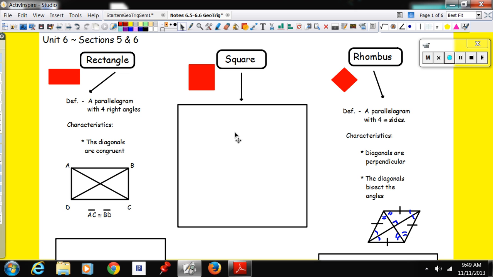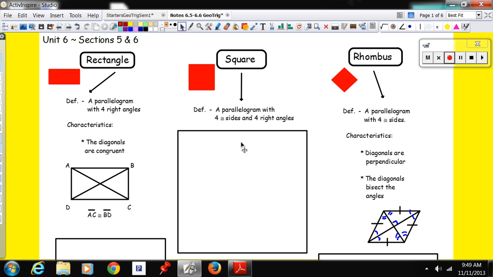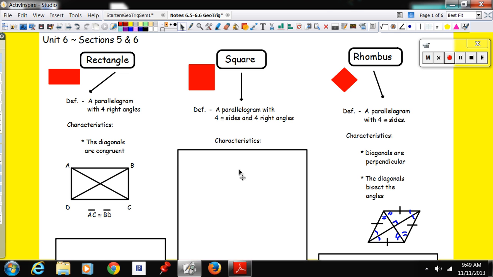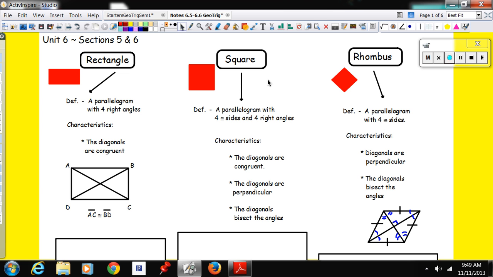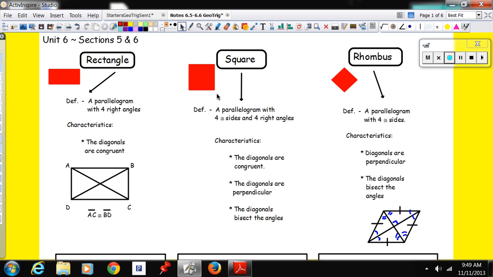Now for a square, the reason I saved that last is because if you put the rectangle together with a rhombus, you combine those 2 together, you get your square. So the square is a parallelogram, has 4 congruent sides like the rhombus and 4 right angles like the rectangle. So the characteristics, diagonals are congruent from here, diagonals are perpendicular from here, and the diagonals bisect the angles from here. So the square does both of these. The square, you just put them both together, you get the square. So that would be your 3 special ones.